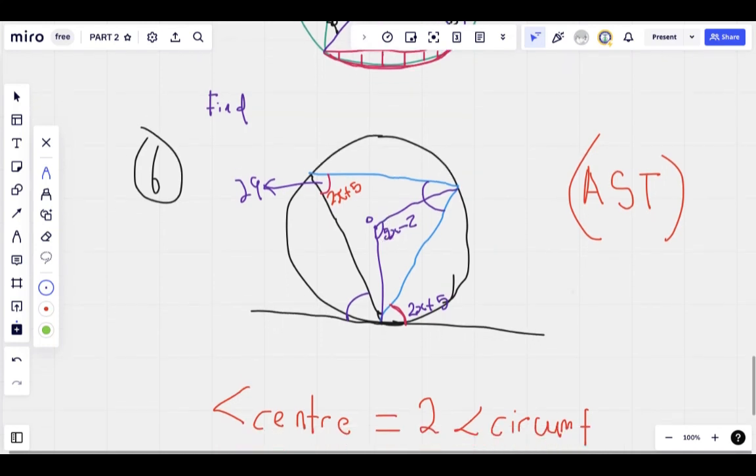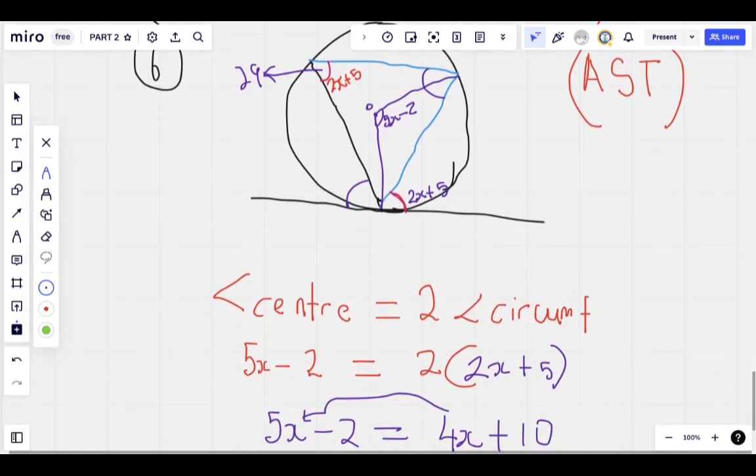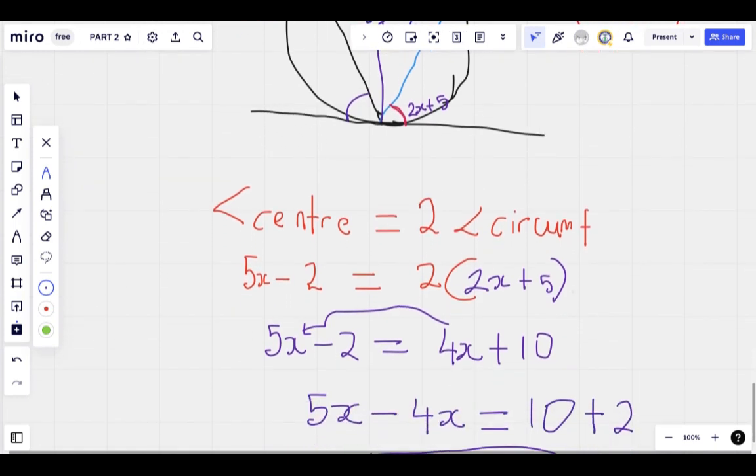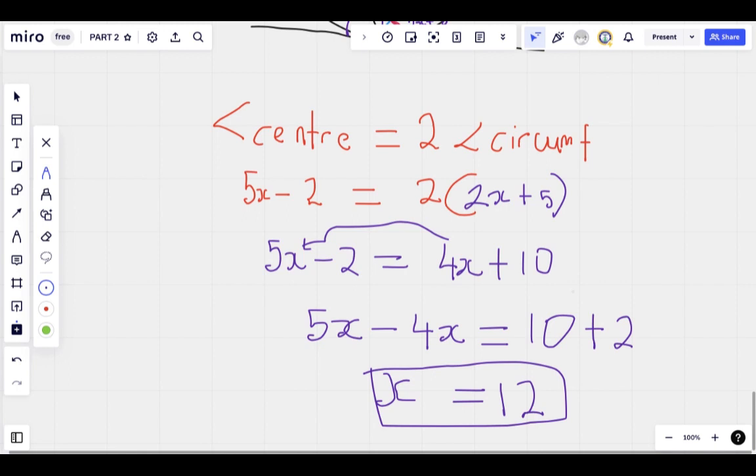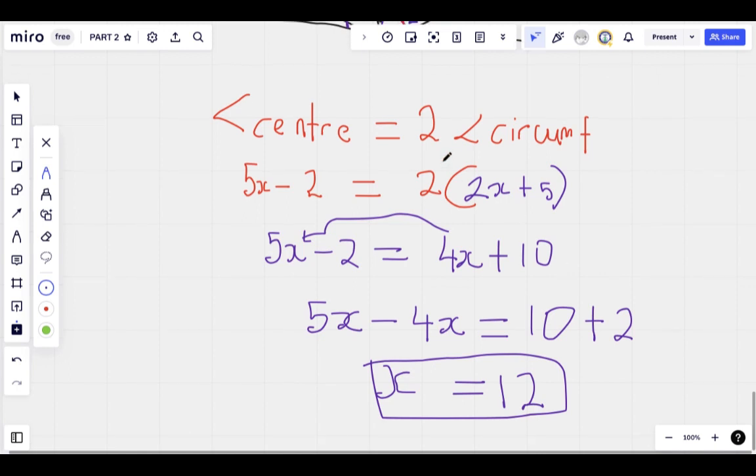So that's it. If they want you to tell the angles after you finish solving the value of x, you just substitute the value of x into those equations and you get the angles. Okay, that's for that problem.